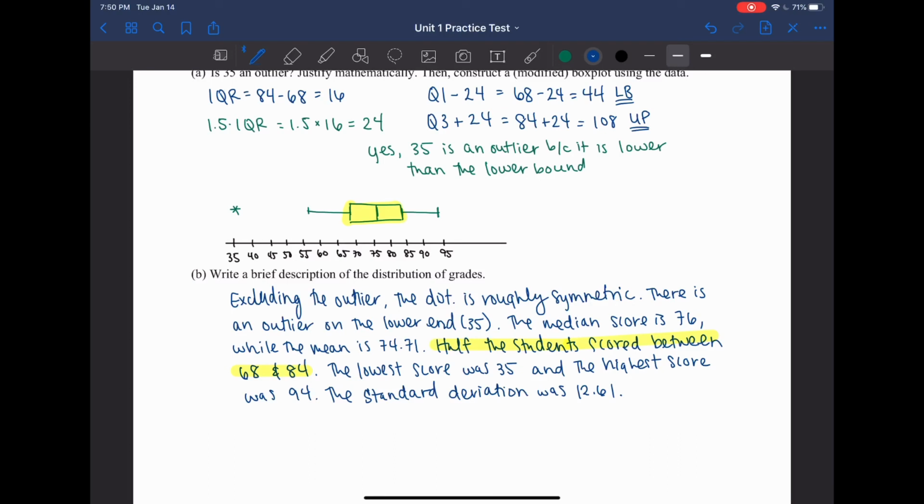So make sure when you are writing a description that you use context. This data set represented scores, so you need to make sure you mention the fact that these are scores at some point within your description.